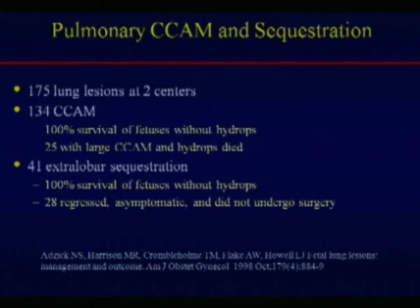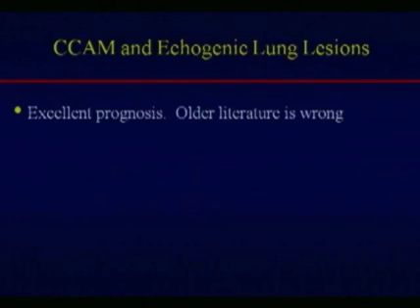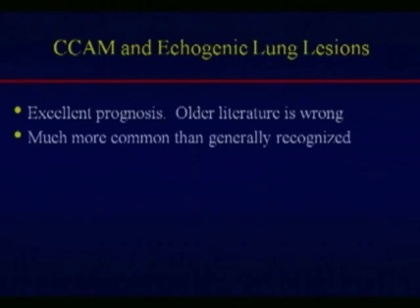The other thing about CCAMs and sequestrations, these echogenic lesions, is they're almost always isolated. They almost never have associated abnormalities. So overall, even though they can look quite worrisome early on in the second trimester, they really have an excellent prognosis, and the key is, of course, to distinguish them from other conditions like diaphragmatic hernia.